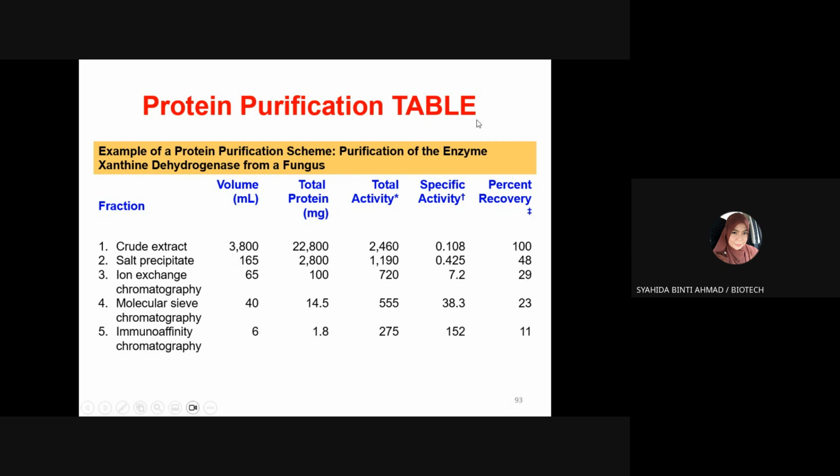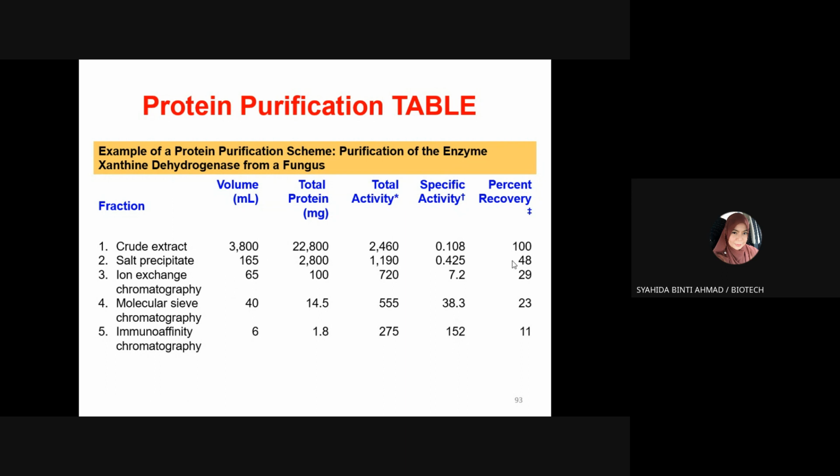When you do a protein purification, if you trace it, of course the crude extract will be the highest, right? The highest volume, the highest protein amount, and the highest total protein. But this is in total, right? Not the specific activity yet. The specific activity is the lowest because it's a lot of protein. When you do the protein purification steps slowly, you will see the specific activity increasing. So you can see immunoaffinity having the highest specific enzyme activity.